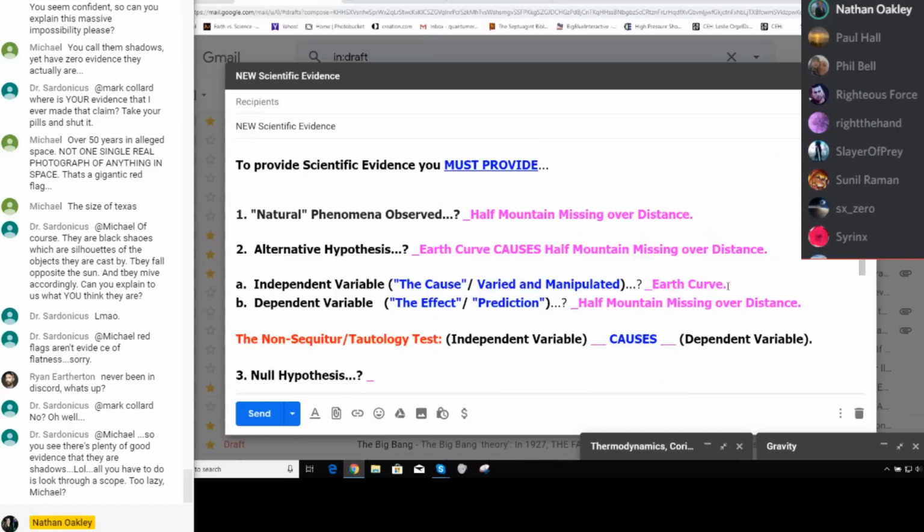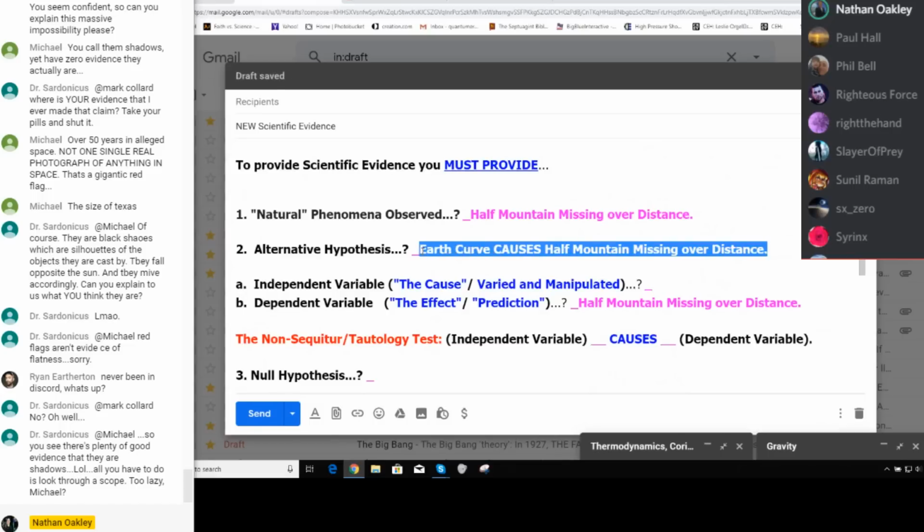So that's like trying to prove gravity with mass. This is not a viable hypothesis. Try again. You can't prove gravity with mass as an independent variable. Oh my God. That's not a segue.